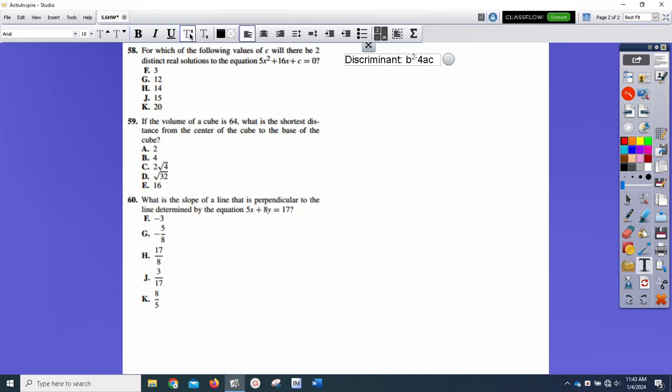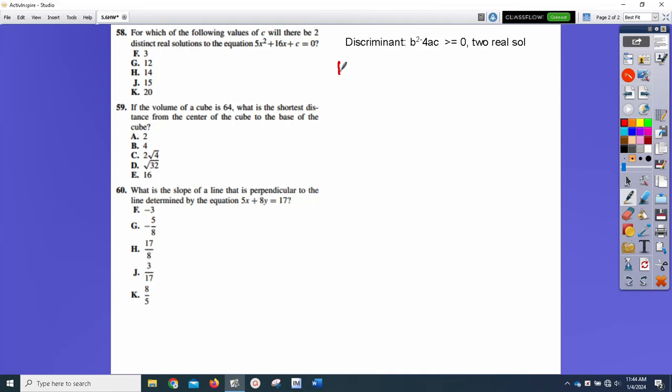And if it's greater than or equal to 0, there are two real solutions. So that's the deal. I'm going to take this stuff, plug in. B is going to be 16. Take away 4 times 5, because A is 5, times C, which is just C, and set it greater than or equal to 0. Now 16 squared is going to be, what, 256? Minus 20C, greater than or equal to 0.